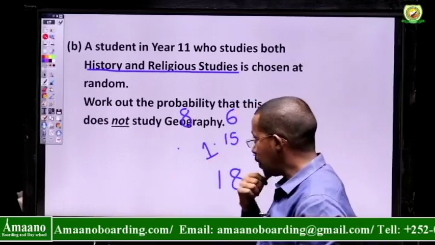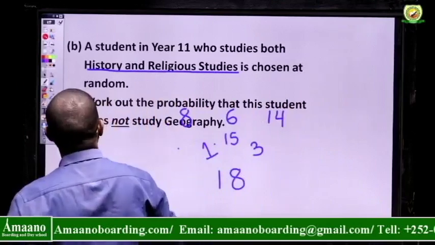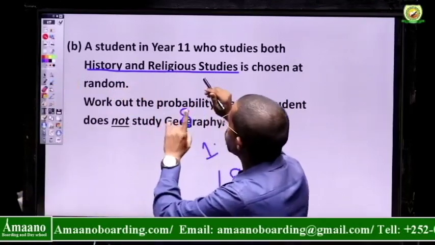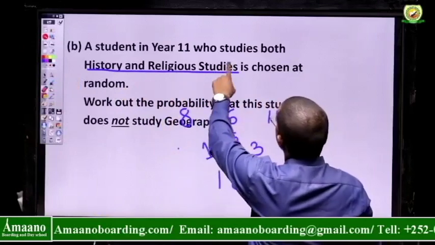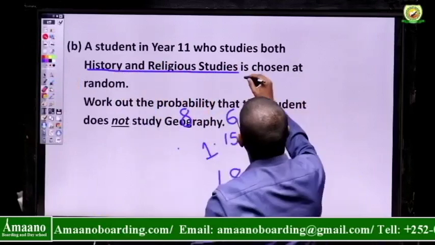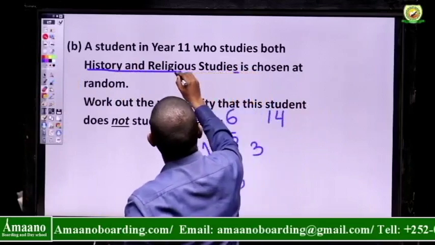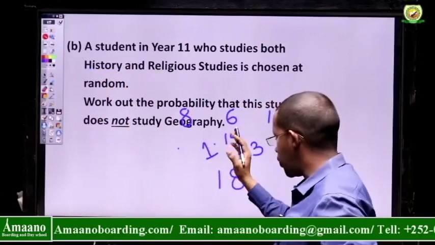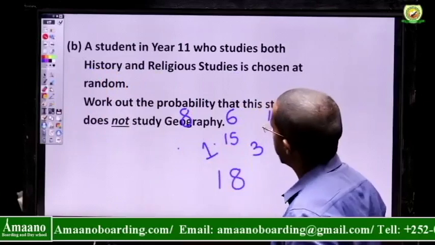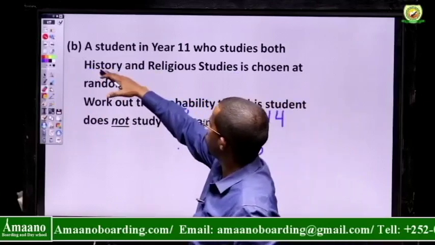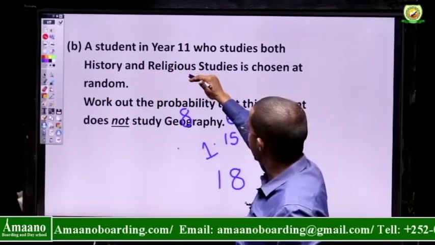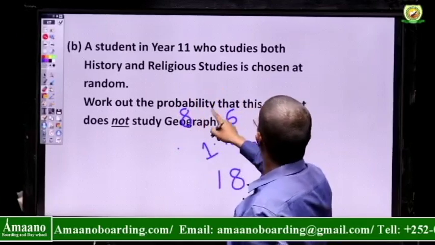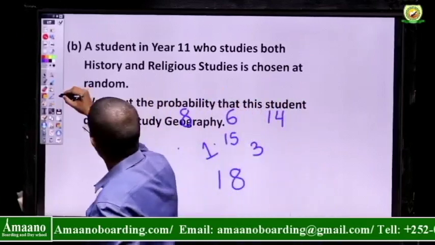Okay? So to answer this question, first we are saying we are going to choose from this part, students who study both history and religious studies. So I want to go back to our Venn diagram and then we will see how to answer this question. We are choosing from H intersection R, that part. And from that part, we need the probability that this student does not do geography.